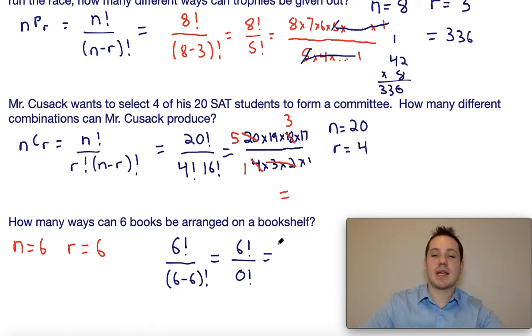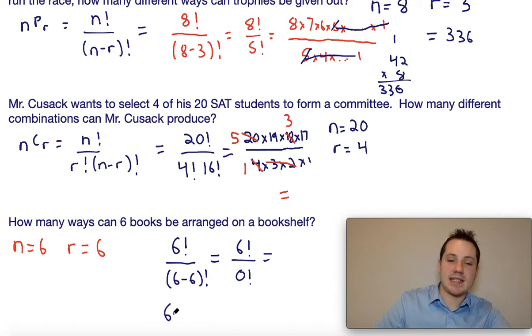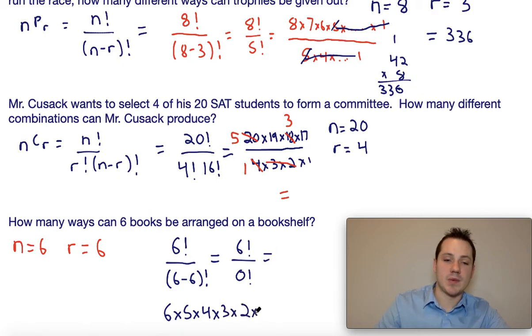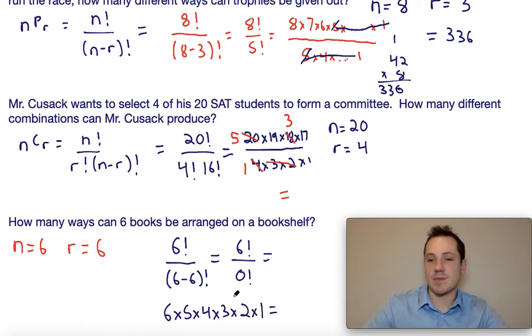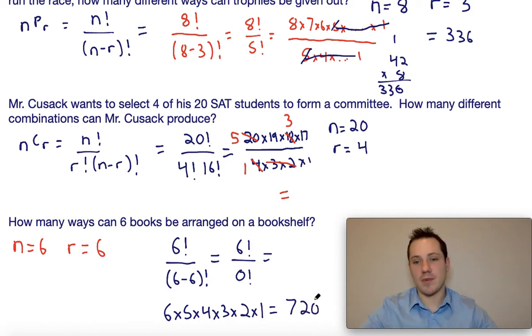So this is just going to become, I'll write this down here, 6 times 5 times 4 times 3 times 2 times 1. And once again, we can just multiply this out. So it's 6, 24, 120, 720. So there's 720 ways that you can arrange 6 books on a bookshelf. That probably seems pretty high to you. You never looked at 6 books on the bookshelf and thought, oh, I can arrange that 720 ways.